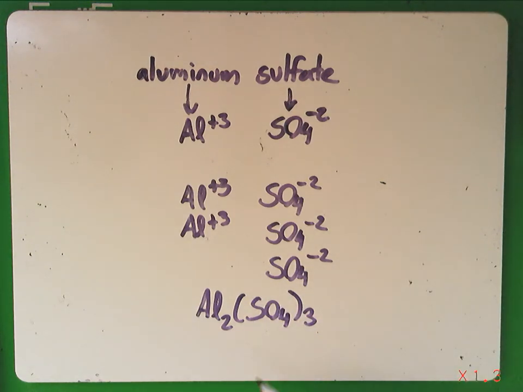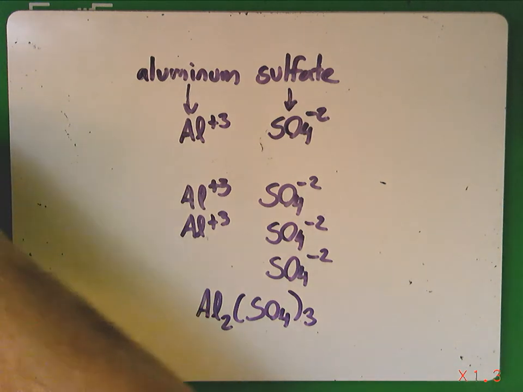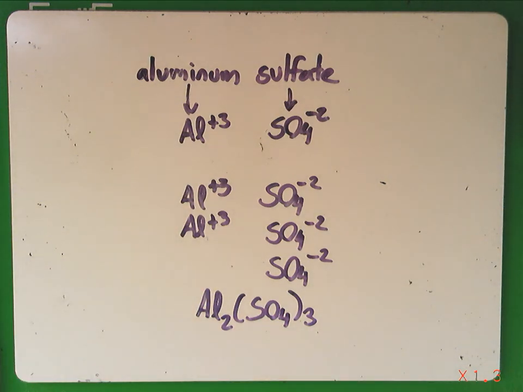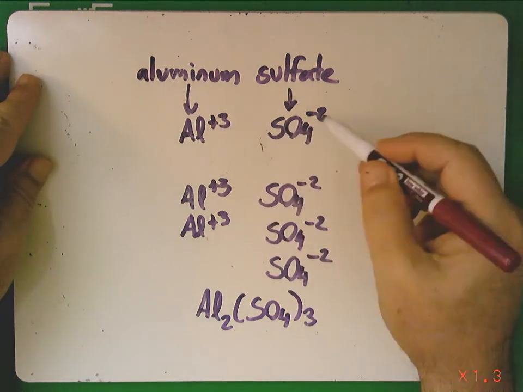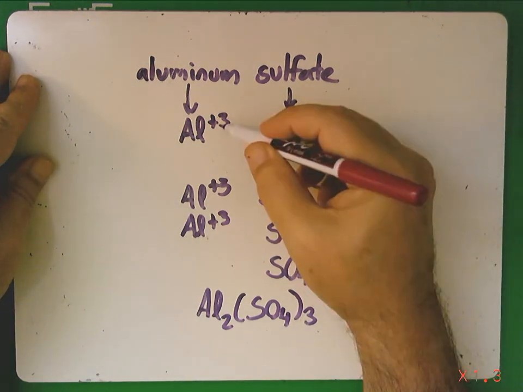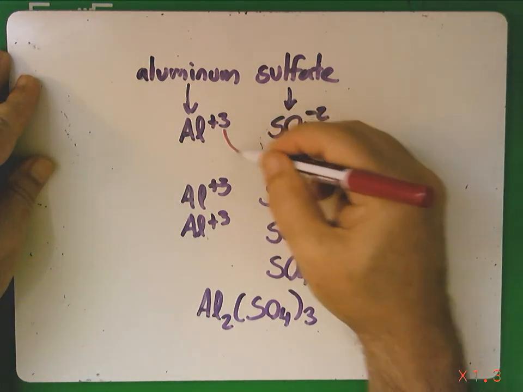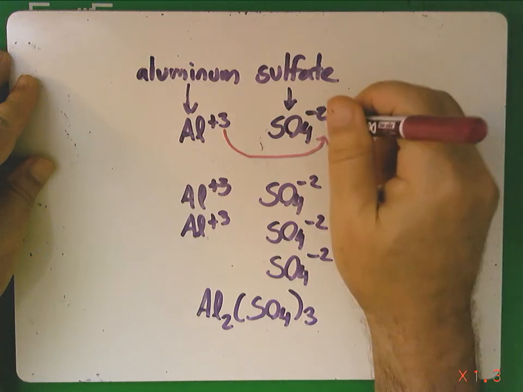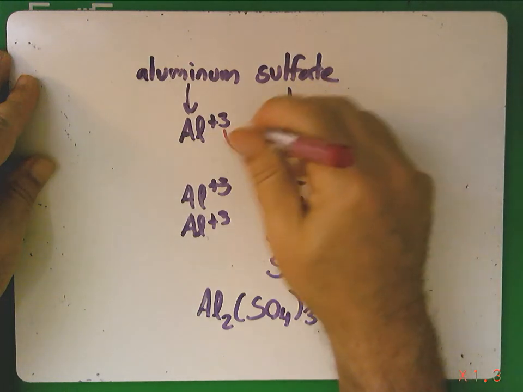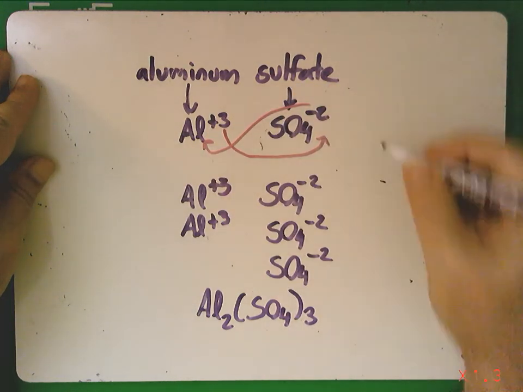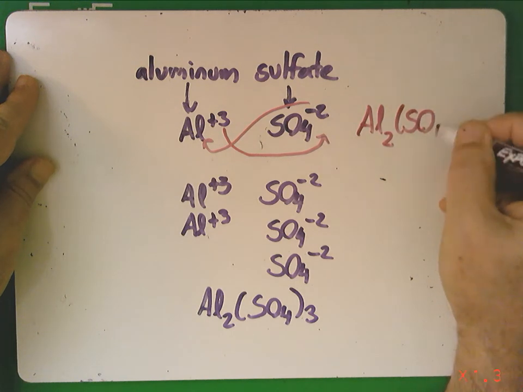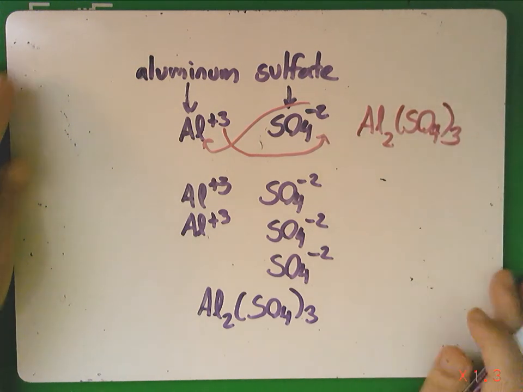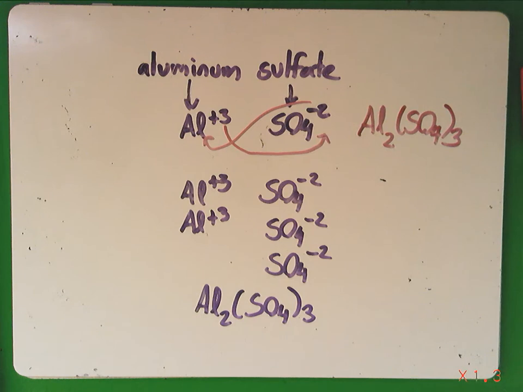There's a quicker and easier way to do that, and we talked about this in an earlier video when we were doing just elemental ions. You can swap the charges as subscripts. So if I see a 3 here, I can put it as a subscript on the sulfate, and if I see a 2 here, I can put it as a subscript on the aluminum, and I can get very quickly Al2(SO4)3, and that would be aluminum sulfate.